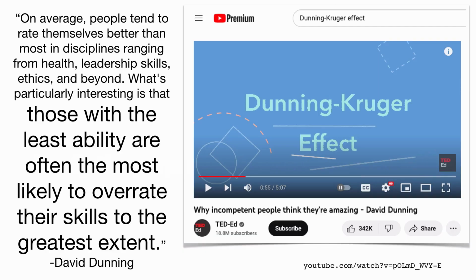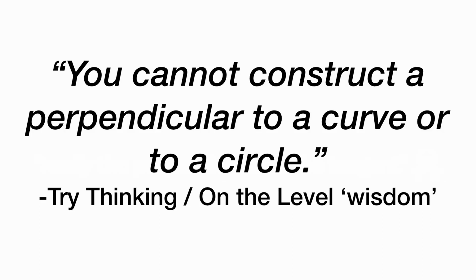Before we begin, it's helpful to recall what David Dunning said in his TED lesson on the Dunning-Kruger effect. On average, people tend to rate themselves better than most in disciplines ranging from health, leadership skills, ethics, and beyond. What's particularly interesting is that those with the least ability are often the most likely to overrate their skills to the greatest extent. It's amusing how many times folks without a strong grounding in math will make very forceful mathematical assertions which are dead wrong. The example under consideration is their insistence that you cannot construct a perpendicular to a curve or a circle. I have a few ideas.